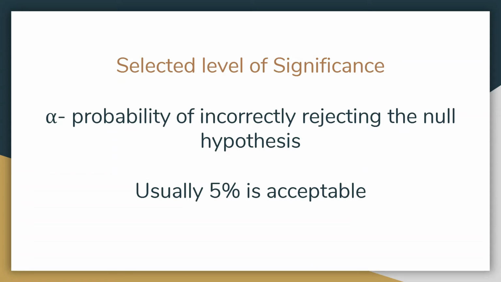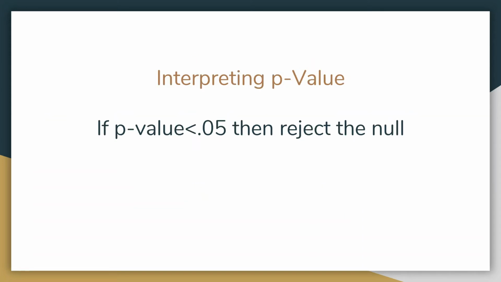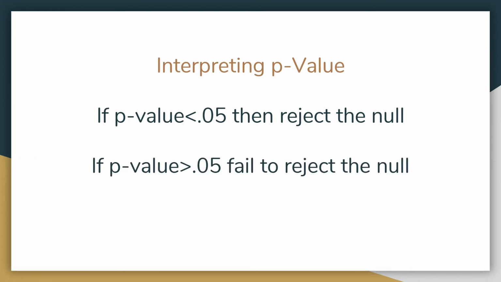This means that we want our sample value to be at least in the top 5% of most extreme values in our distribution before we consider the value against that hypothesis. So if a p-value is less than 0.05, then we'll go ahead and reject the null. If it's greater than 0.05, we fail to reject the null.